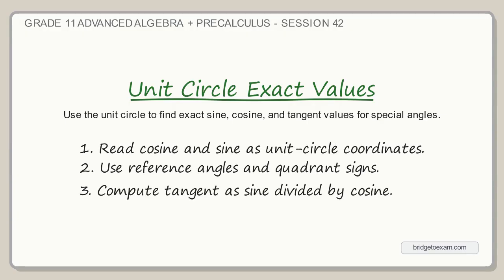By the end, you should be able to do these three things. 1. Read cosine and sine as unit circle coordinates. 2. Use reference angles and quadrant signs. 3. Compute tangent as sine divided by cosine.